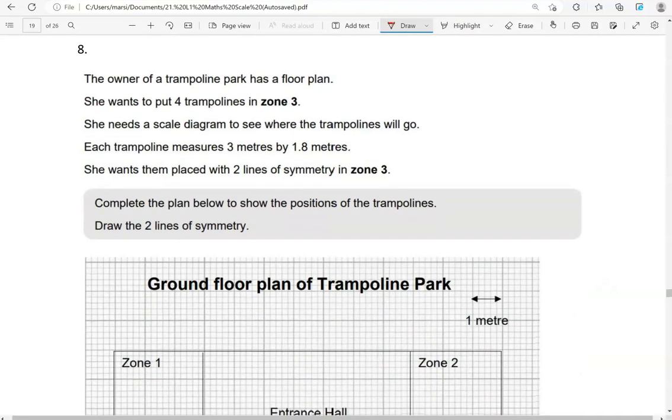The owner of a trampoline park has a floor plan. She wants to put 4 trampolines in zone 3. She needs a scale diagram to see where the trampolines will go. Each trampoline measures 3 meters by 1.8 meters. She wants them placed with 2 lines of symmetry in zone 3. Complete the plan below to show the positions of the trampolines. Draw the 2 lines of symmetry.